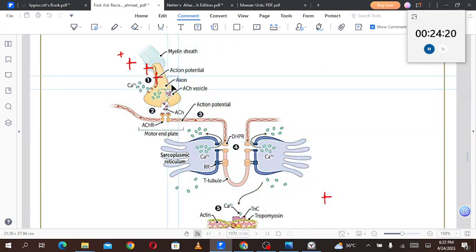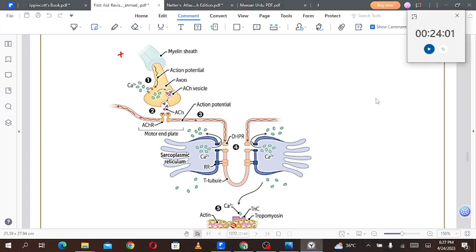At the presynaptic terminal, this impulse will cause the opening of the calcium channels. The calcium channels which are opening from here will cause the calcium influx, and that influx of calcium will cause the binding of the acetylcholine vesicles to the presynaptic membrane, and those vesicles will cause the release of acetylcholine, which we'll see in the second point.